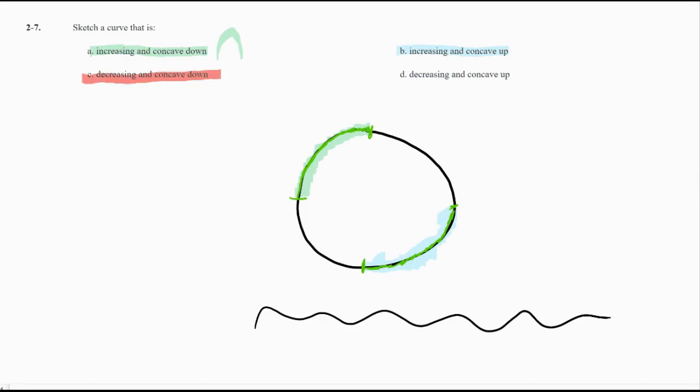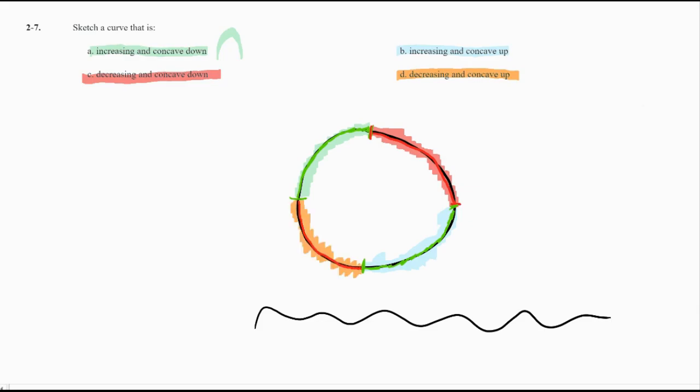means as I go from left to right, it is going down. As I go from left to right, it is going down. So I have two sections of this circle that are decreasing, but concave down is only going to be the part that's making the U shape that's facing downwards, whereas decreasing and concave up is going to be the part that's making the actual U.